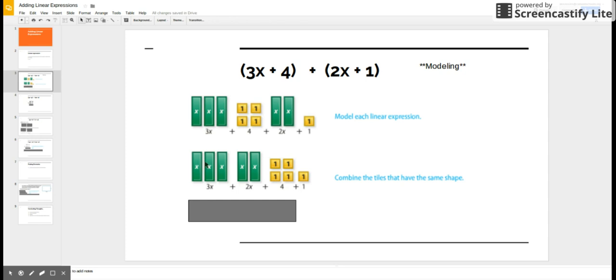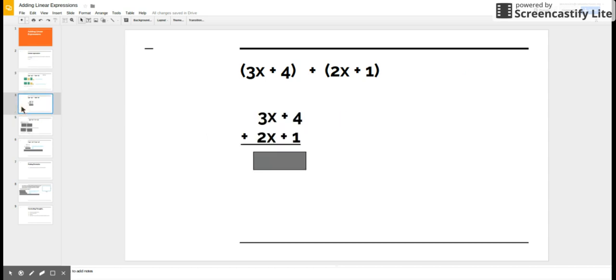So I have a total of 1, 2, 3, 4, 5 x's, right? Because I have 3x plus 2x is equal to 5x, and then I have 1, 2, 3, 4, 5 ones, because 4 plus 1 is equal to 5. So your final expression would be 5x plus 5. All right, so 3x plus 2x is 5x, 4 plus 1 is 5.